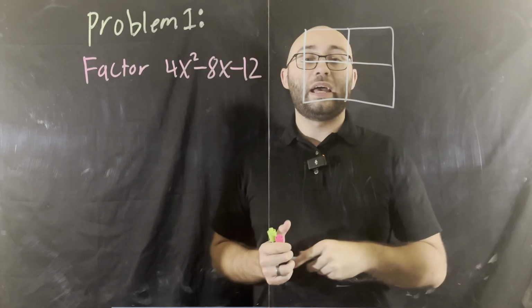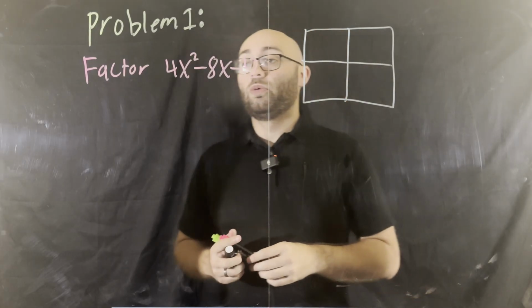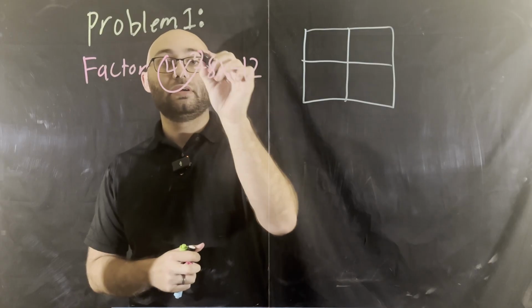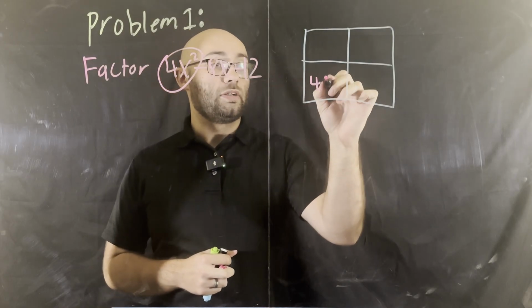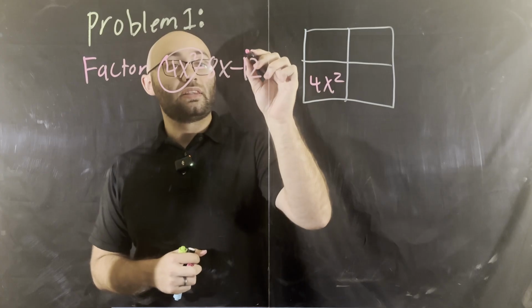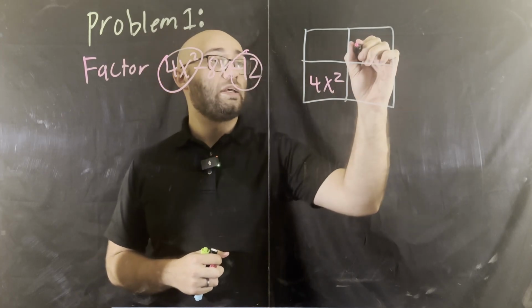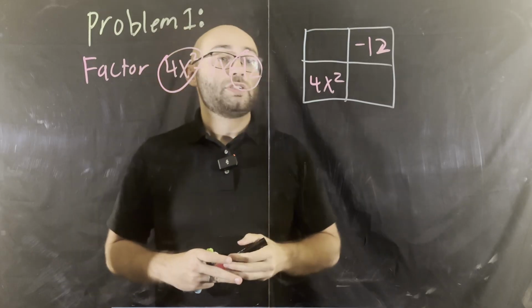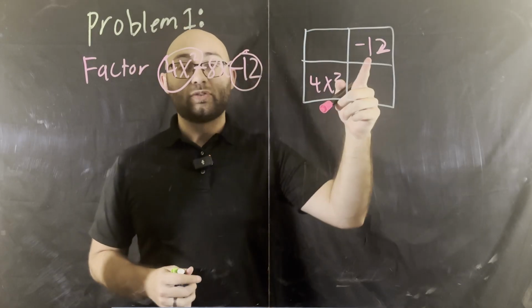Okay, now that I have our generic rectangle set up, what we're going to do is we're going to take this number here, and we're going to write it here. So we got 4x squared, and write it in the bottom left. Then we're going to take this number, and we're going to write it in the top right. So we got 4x squared, and we got negative 12.